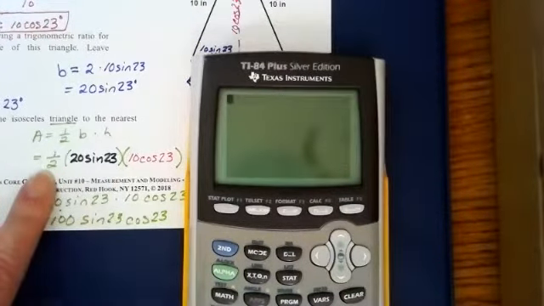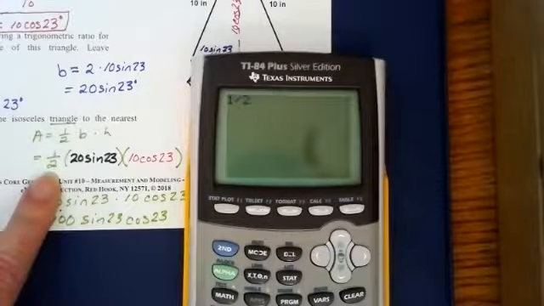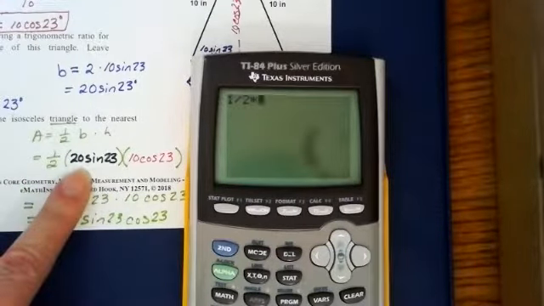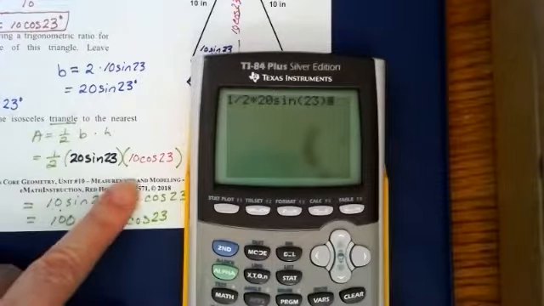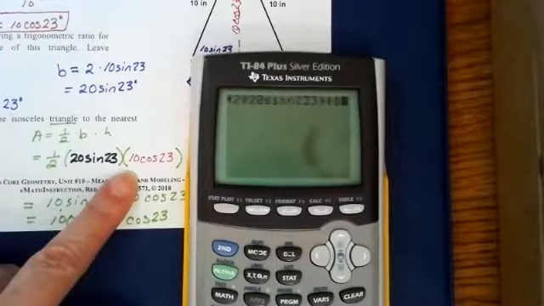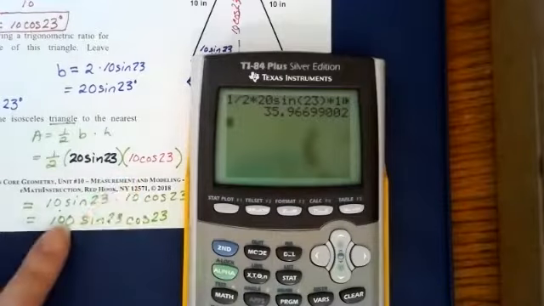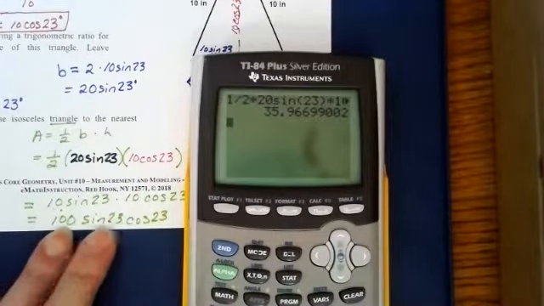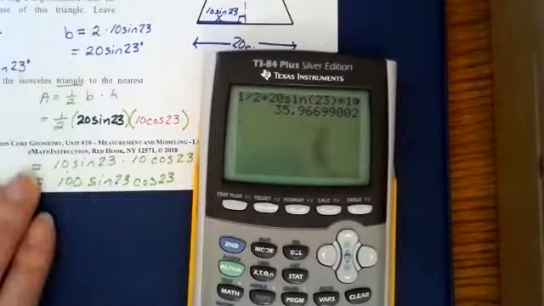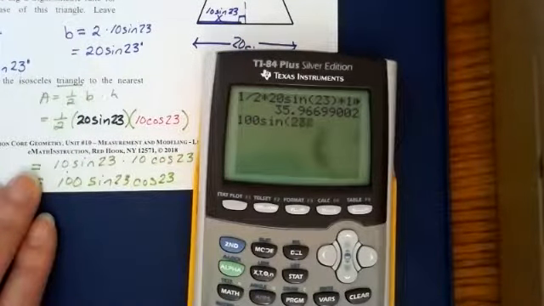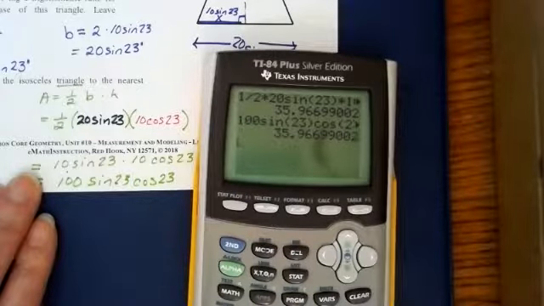Let me clear this out. So I'm going to have to put in my 1/2 and then multiply, hit times, by the sine of 23. Close that parenthesis. Multiply by 10 times the cosine of 23. Close that parenthesis. Okay, so we're looking at, to the nearest square inch, 36 square inches. Now, it's a little bit easier because I did some simplifying work. If I do my simplified version into the calculator, just 100 sine 23 cosine 23, I get the same answer.